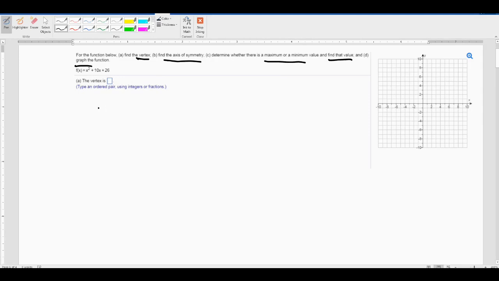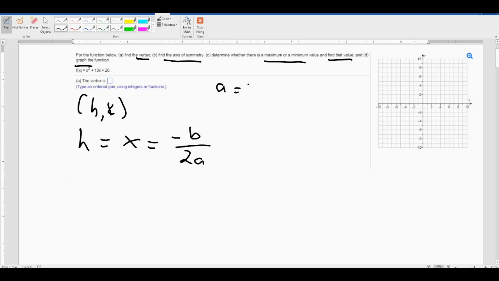vertex formula. Now the vertex is of the form h comma k. The h value, which is the x value of the vertex, is given by the formula negative b over 2a. So for x squared plus 10x plus 26, a is the number in front of x squared, and if you don't see a number, it's always a 1. And b is the number in front of the x, which in this case is 10. So we're going to take those values.